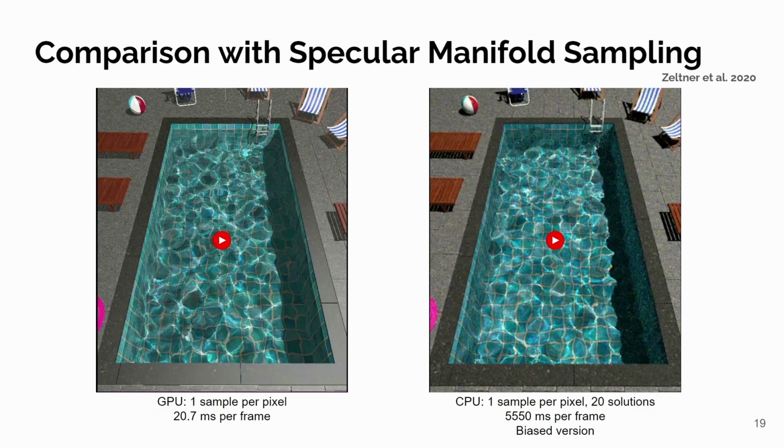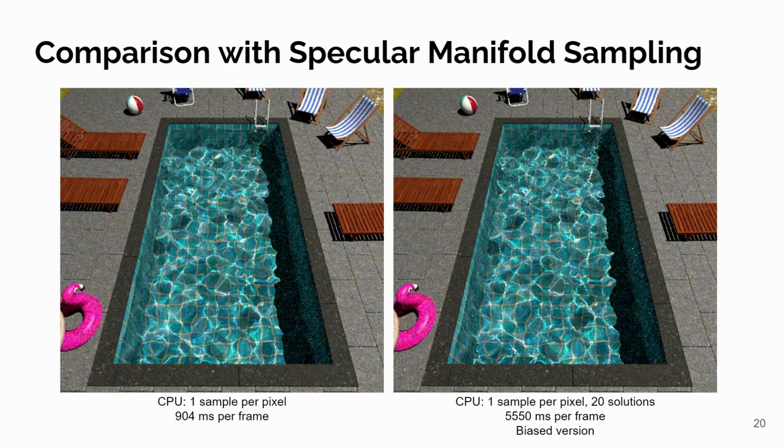To have a more equal comparison, we also ran our method on CPU in Mitsuba, using exactly the same setup as specular manifold sampling, just changing the function that searches for the solutions. On CPU, our method is a little slower, at 900 milliseconds per frame, but still a lot better than 5K milliseconds per frame, and we have basically the same solutions.